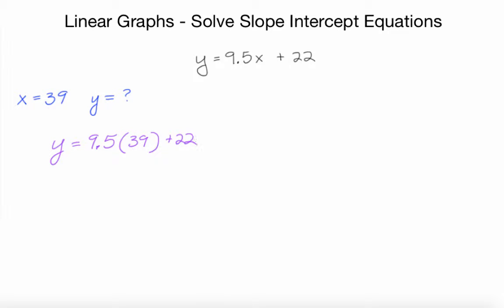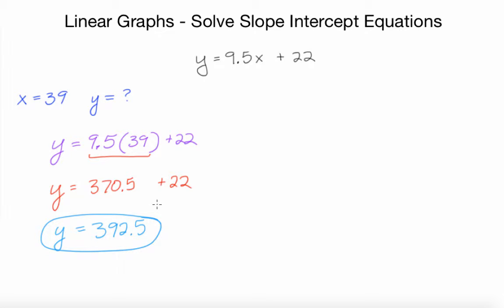All right, let's do the math there. So 9.5 times 39 is going to be 370.5. Then I still have the 22 at the end to add. So it looks like we get y is equal to 392.5. All right, awesome. So we just found a specific point, and all we knew was part of it. So if x is 39, the y value that goes with it is 392.5.